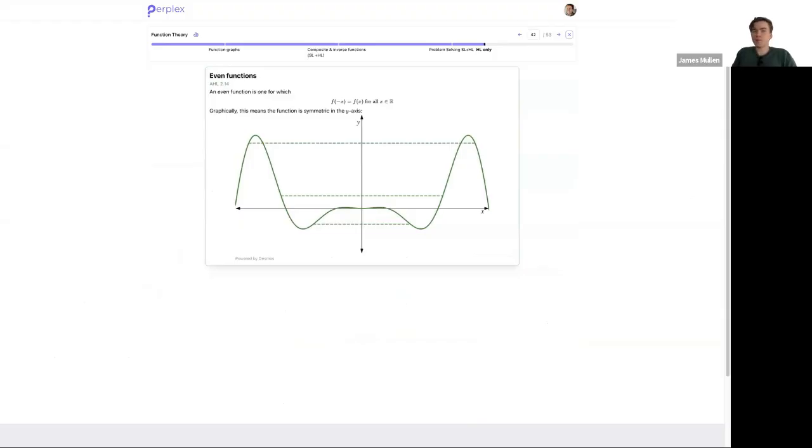The first thing we're going to talk about is even functions. So an even function is one for which f of negative x is equal to f of x, which basically means that the function is symmetric about the y-axis, right? The y-axis is the mirror line for the function. You can see that in this picture. Every point on the graph has a mirror image that's directly across the y-axis from it.